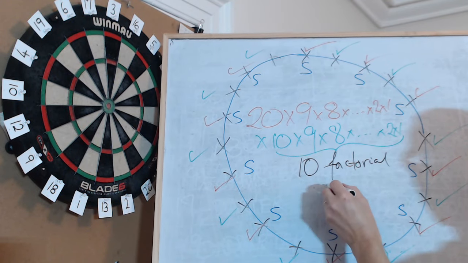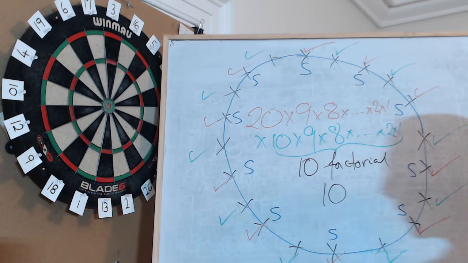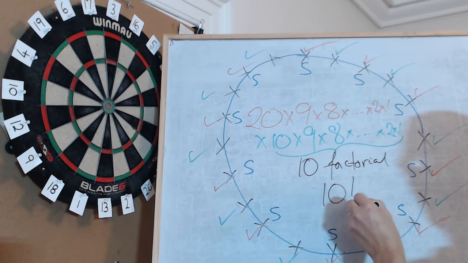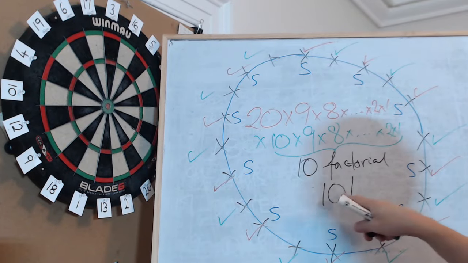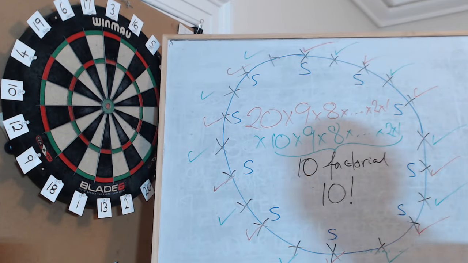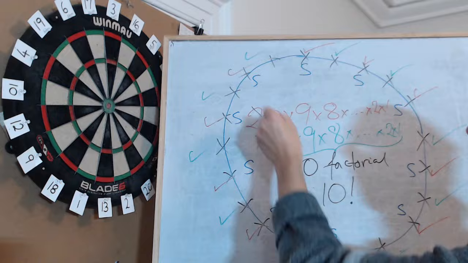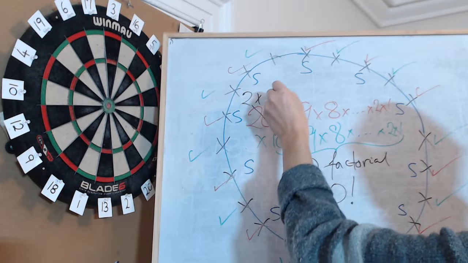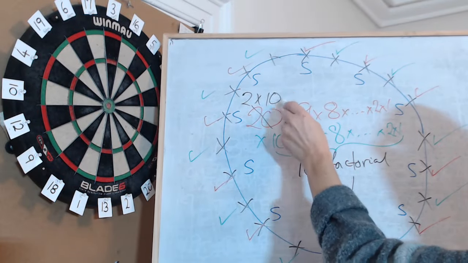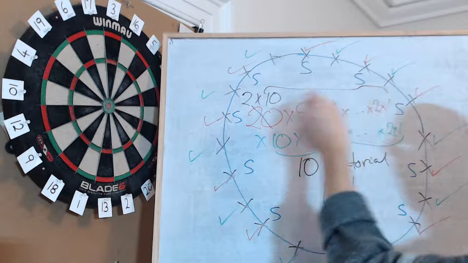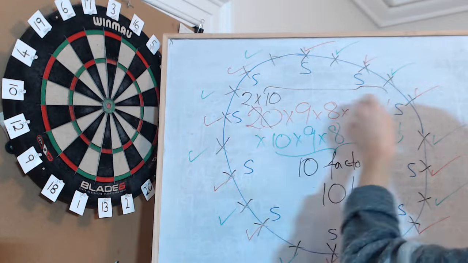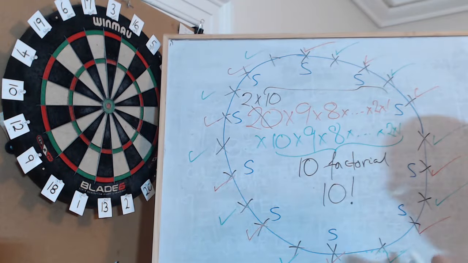And the symbol for that, if you've got a calculator, you might have wondered why there's an exclamation mark on it. It's because that is actually the symbol for 10 factorial, okay? And then here, this 20 is actually 2 times 10. And then we've got 10 factorial again. So we've got 2 times 10 factorial times 10 factorial.